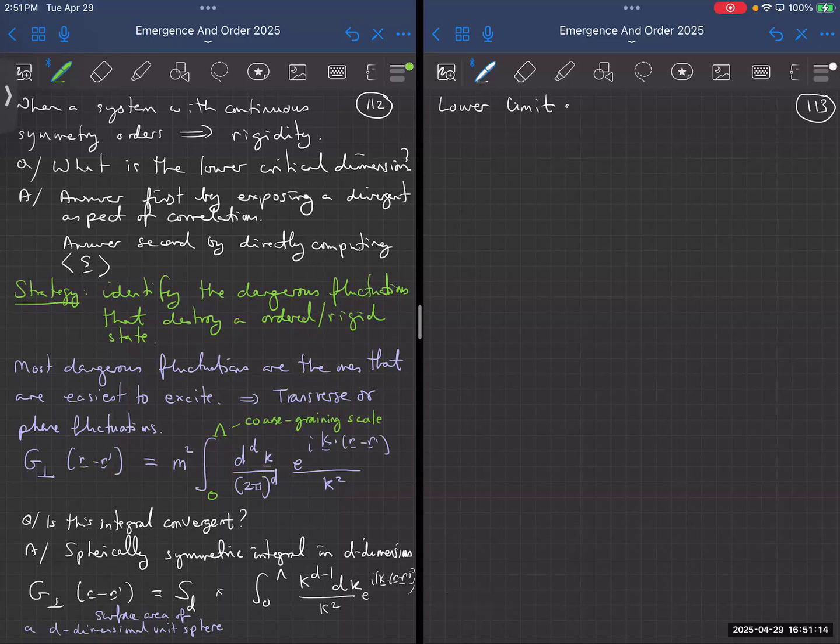So what do we have? The integrand is going as k to the d minus 1 over k squared, which is, it's not twiddle, it's equal to k to the d minus 3. So I've got to integrate it and then see if it converges. What you can see straight away is that if d is less than or equal to 2, then at k equals 0, the integral is divergent.